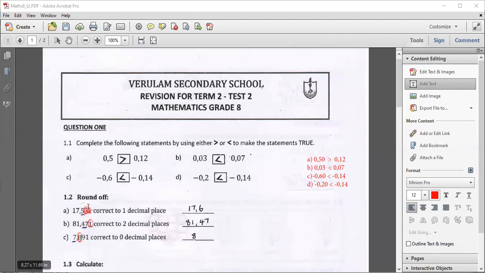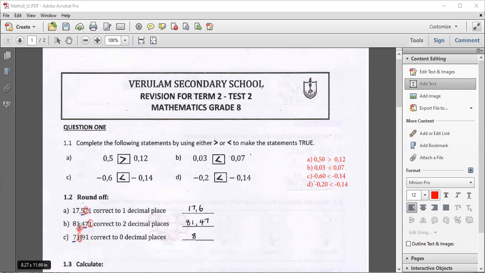So if this digit here is 5 or more, then we round the single digit, the 1 decimal place, to the next number. In this case, it becomes 6 because 7 is 5 and larger. So 17,5 becomes 17,6.